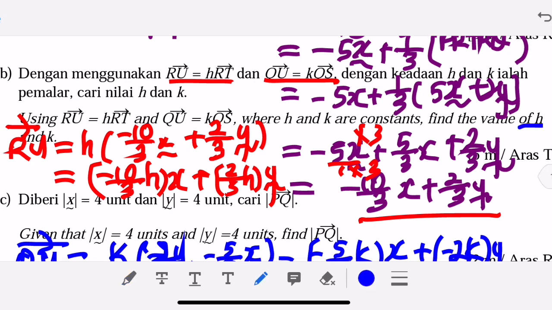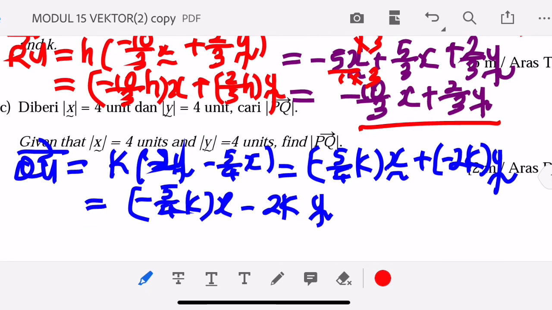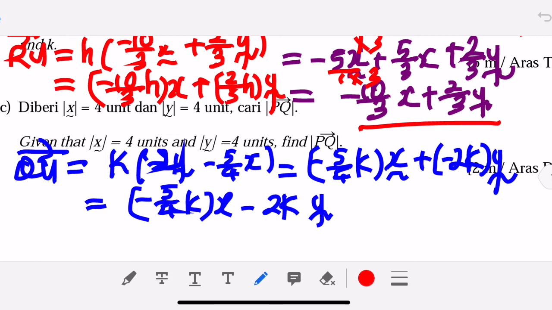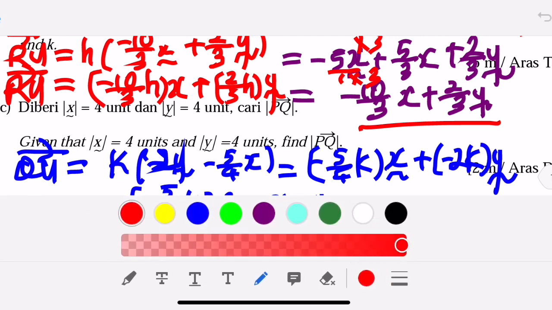Alright, so now we actually need to solve the constant. This part is a bit challenging, but I just want to tell you there are two ways to solve this one. Either you use the equal vector or you use the triangle law. Normally it's up to you.